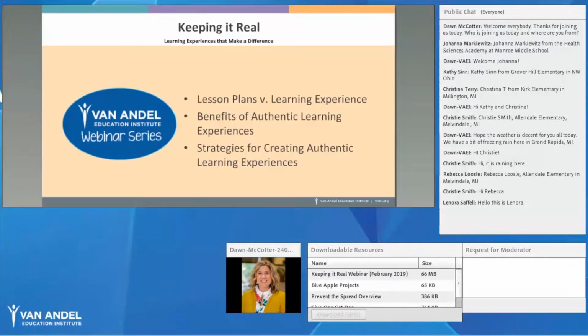So we're going to be looking at authentic learning experiences, taking a look at traditional lesson planning versus learning experiences, the benefits of authentic learning experiences, and strategies for creating authentic learning experiences, something you can take away today that you can implement and use in your classroom right away.